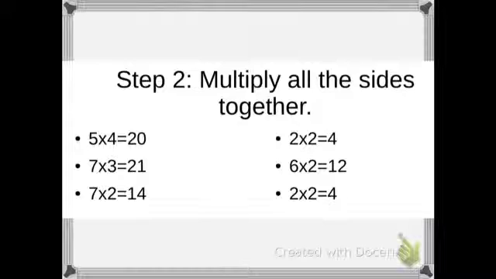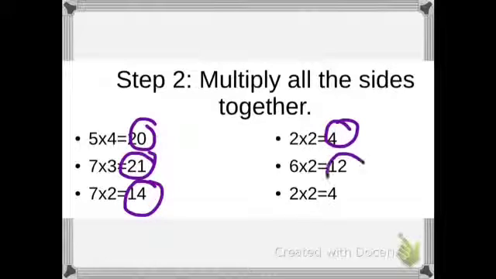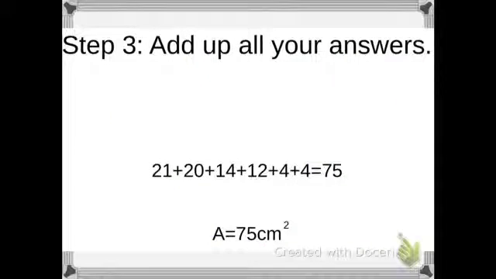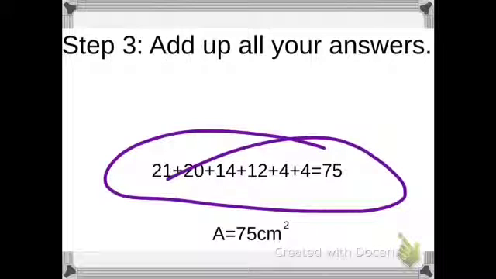Then you would multiply all the sides together. So you would do 5 times 4 equals 20. 7 times 3 equals 21. 7 times 2 equals 14. 2 times 2 equals 4. 6 times 2 equals 12. 2 times 2 equals 4. And then you would take all the sides that you added up and you would add them over here, and you would get the area of 75 centimeters squared.